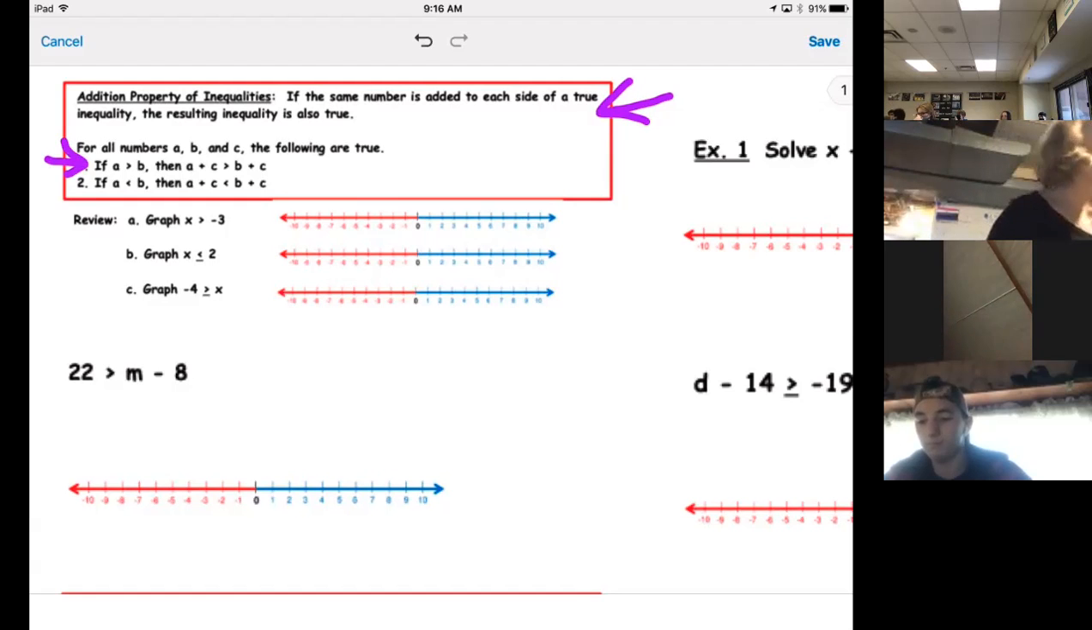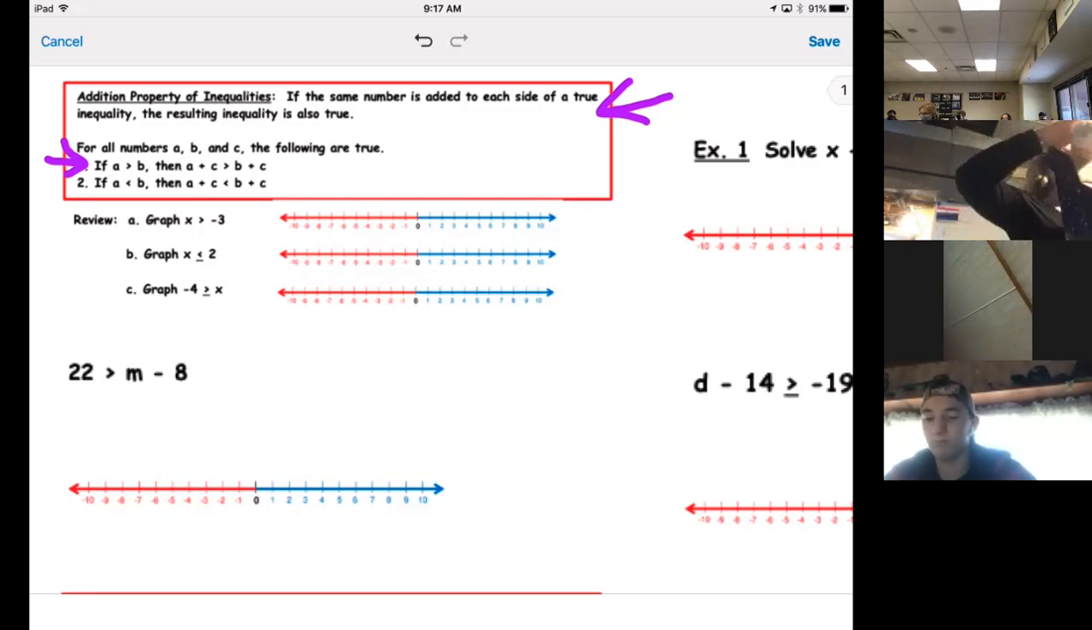Okay, so that is what our property is that we're going to be dealing with today. We're going to be dealing with the addition property of inequalities, which we just showed. We're going to be dealing with the subtraction property of inequalities. Okay, now, a little bit of review though first, because we're going to be graphing a bunch of these.